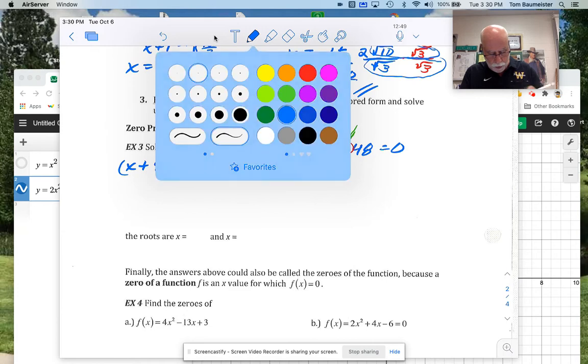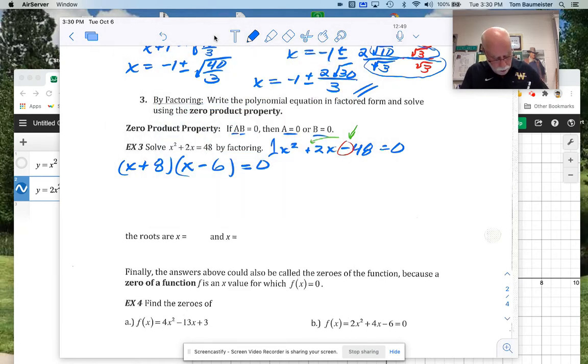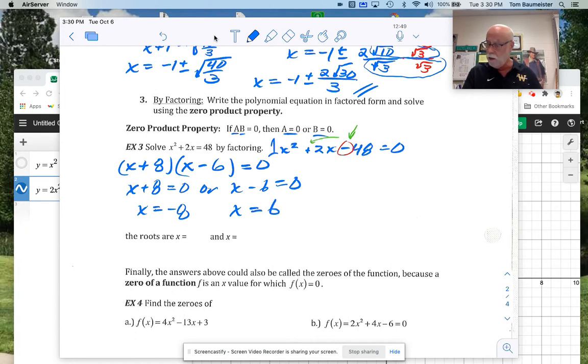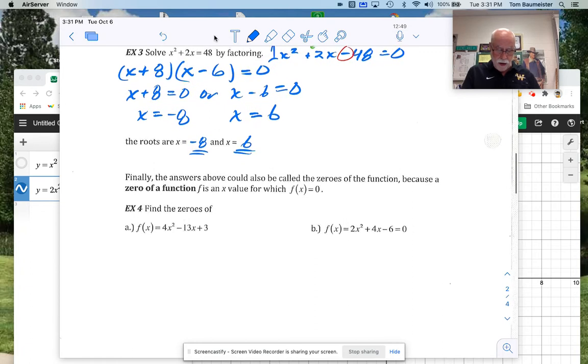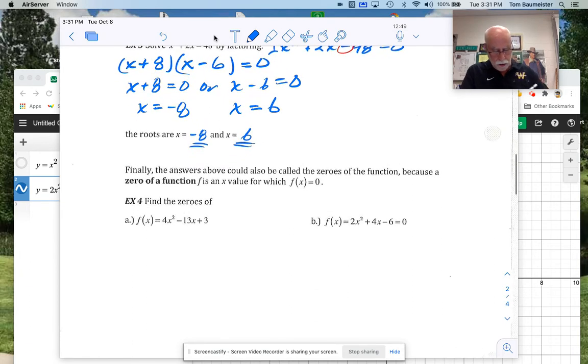So, knowing what I just said, by the zero product property, we know that x plus 8 is equal to 0, or x minus 6 is equal to 0. Now just solve those two for x. So I'll get x is equal to negative 8, or x is equal to positive 6. Those are my roots. Finally, the answers above could also be called zeros of the function. So zeros, roots, solutions all mean the same thing.